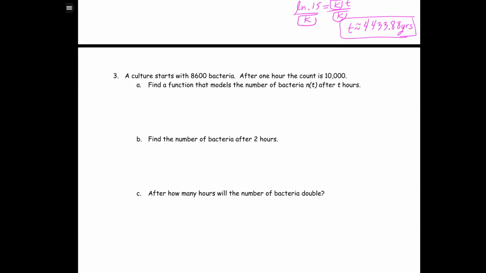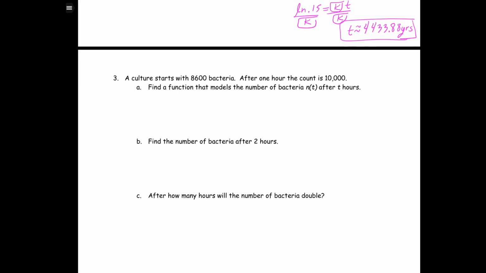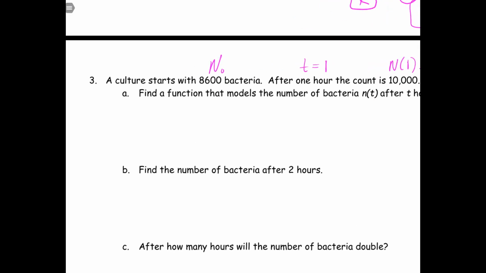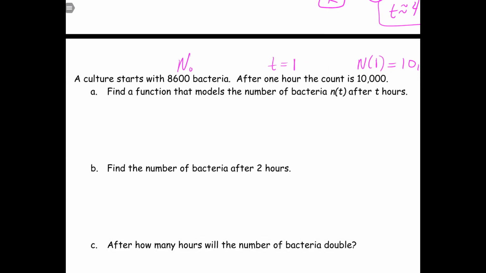Okay, let's try this last one together. A culture starts with 8,600 bacteria. So what could I call that in terms of the formula? N of 0, kind of like P. After 1 hour, so when the time is equal to 1, the count is 10,000. So N at 1 is equal to 10,000. Find a function that models the number of bacteria after T hours. You guys want to try this on your own with your group? Yes, and then check the answer. Sounds good. Let's do that.